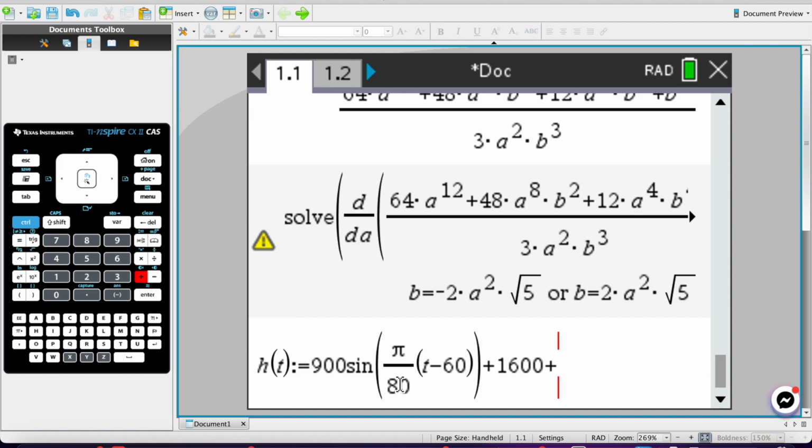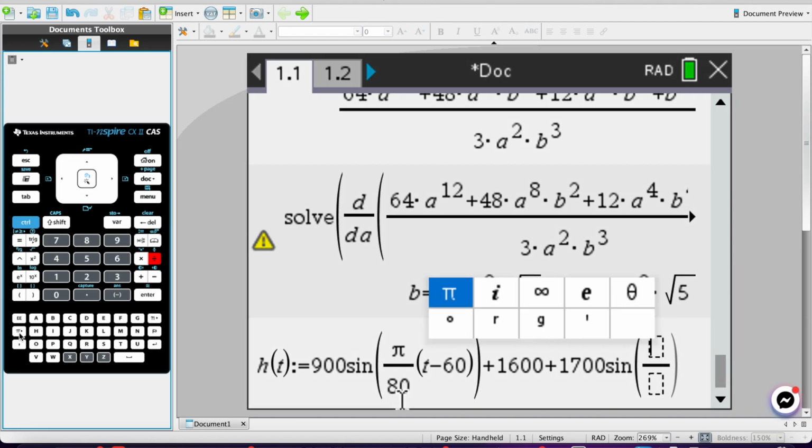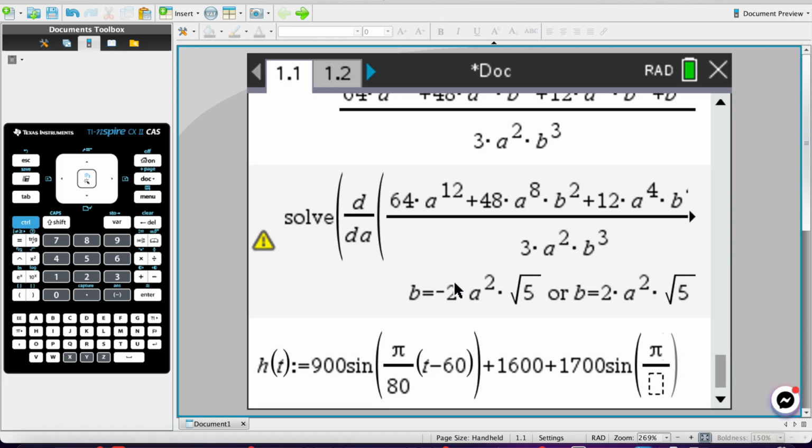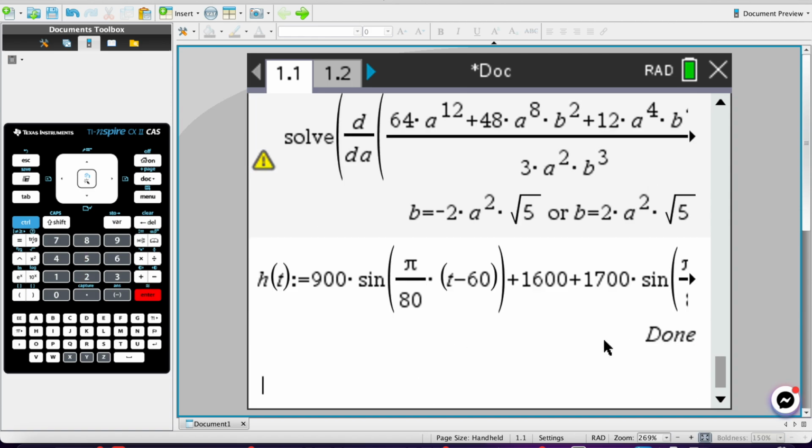And then we also want to add the rabbit one, which was 1700 sine pi t over 80 plus 2500. Okay, and what do we want? We want the maximum combined.